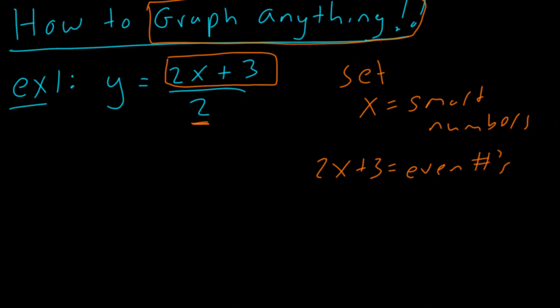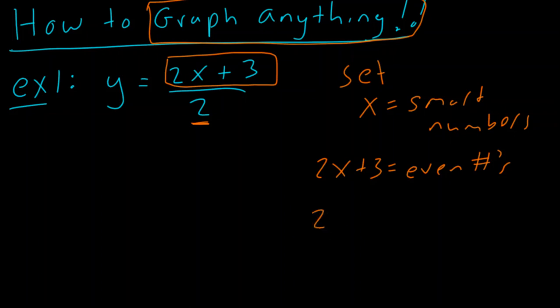By the way, that's the hashtag symbol, but it's actually called the number sign. It's a shortcut for numbers. So as long as 2x plus 3 equals any even number, 0, 2, 4, 6, 8, 10, 12, 14, 16, 18, 20, I will get a whole number. So how can I ensure that?